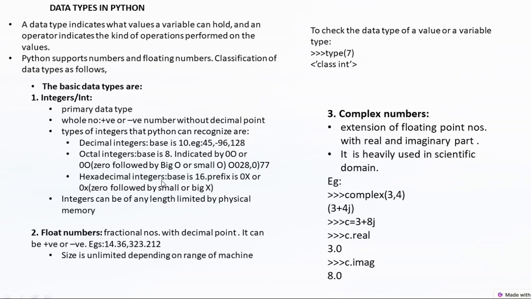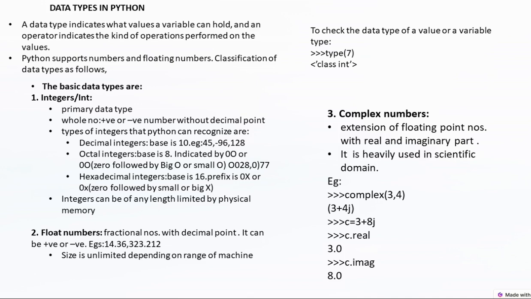Hexadecimal integers, the base is 16. It can have values from 0 to 9 and A, B, C, D, E, F. So these are the values of hexadecimal integers. The prefix here is 0x, 0 followed by a capital X or 0 followed by a small x. So if you are writing a hexadecimal number, for example, you write 0x, maybe AF, or 0x9a. They're all hexadecimal.